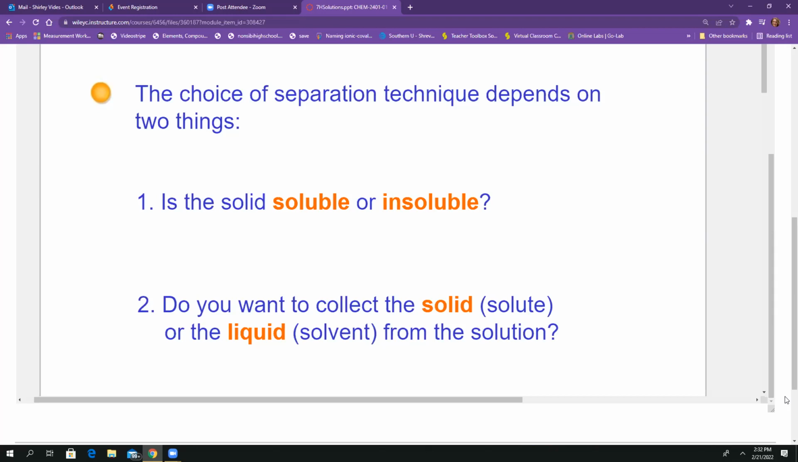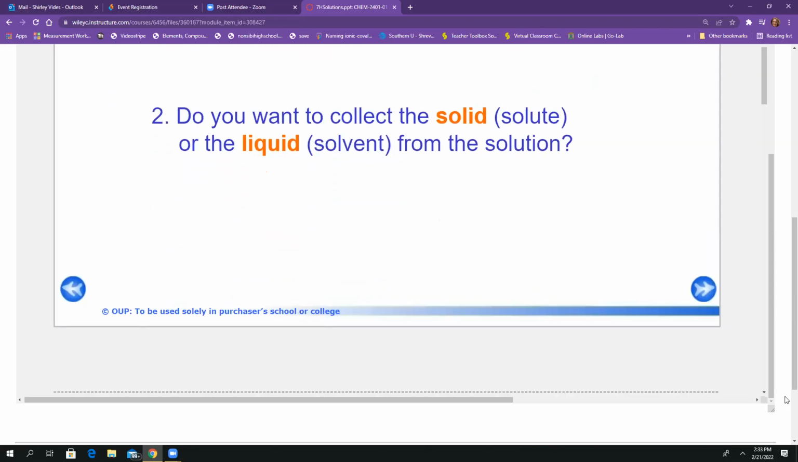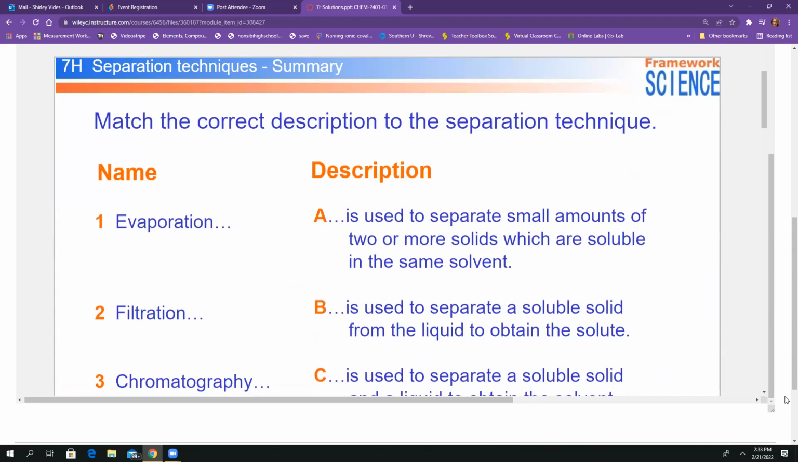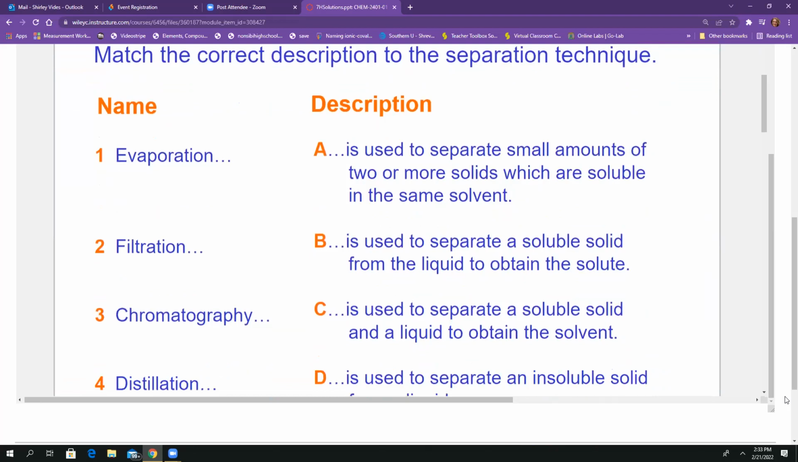If the answer is soluble, then what you need to do is figure out whether you want to collect the solvent or the solute. And if you want to collect both, then that's another story, but you can still do it. All right. So the next part is to look at this and match them.